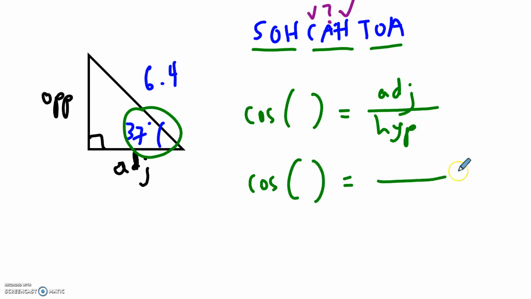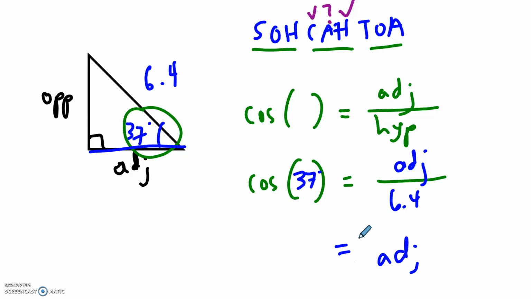We can plug in values. In place of the parentheses, we put the angle itself, 37 degrees. Adjacent, that's our unknown, so we leave it as adjacent. And the hypotenuse is 6.4. You cross multiply both sides by 6.4, and the answer is 5.1.